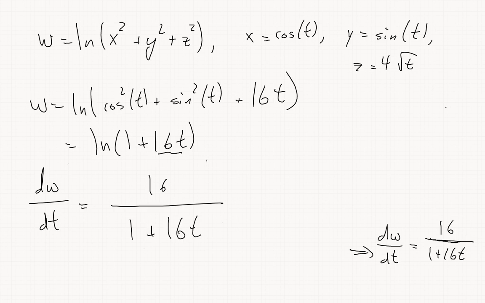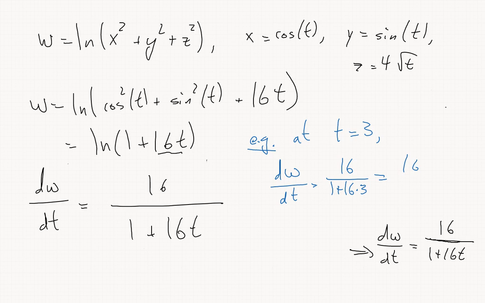And so it's a little more concrete, let's evaluate this at a particular value. At t equals 3, dw over dt is 16 over 1 plus 16 times 3, which is 16 over 49.